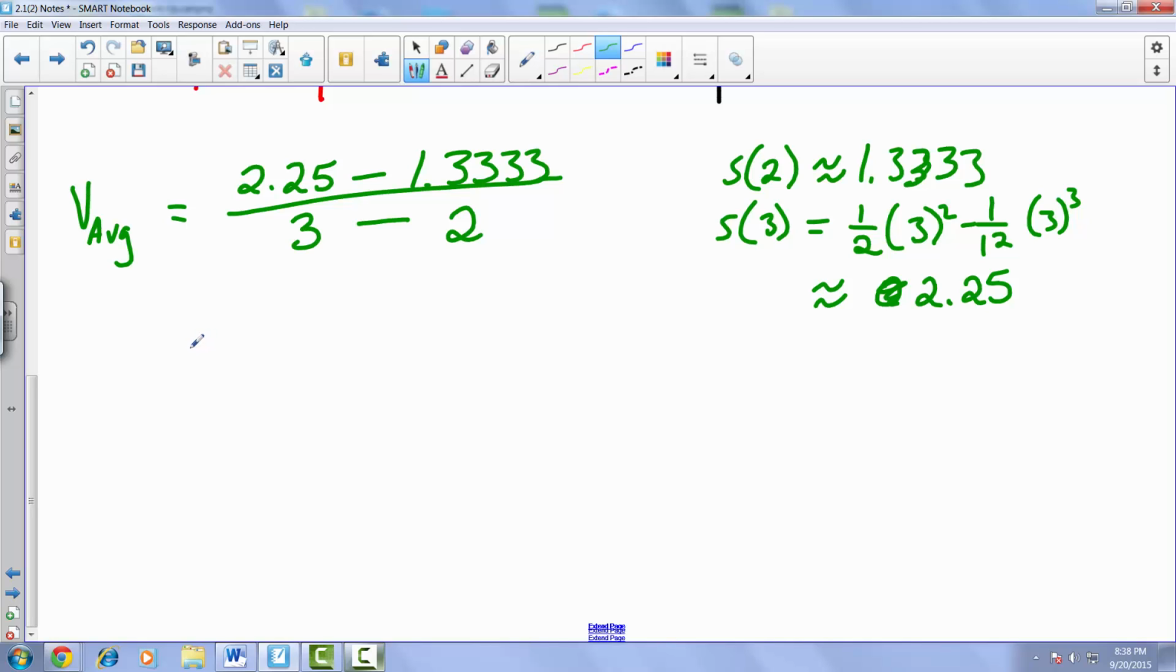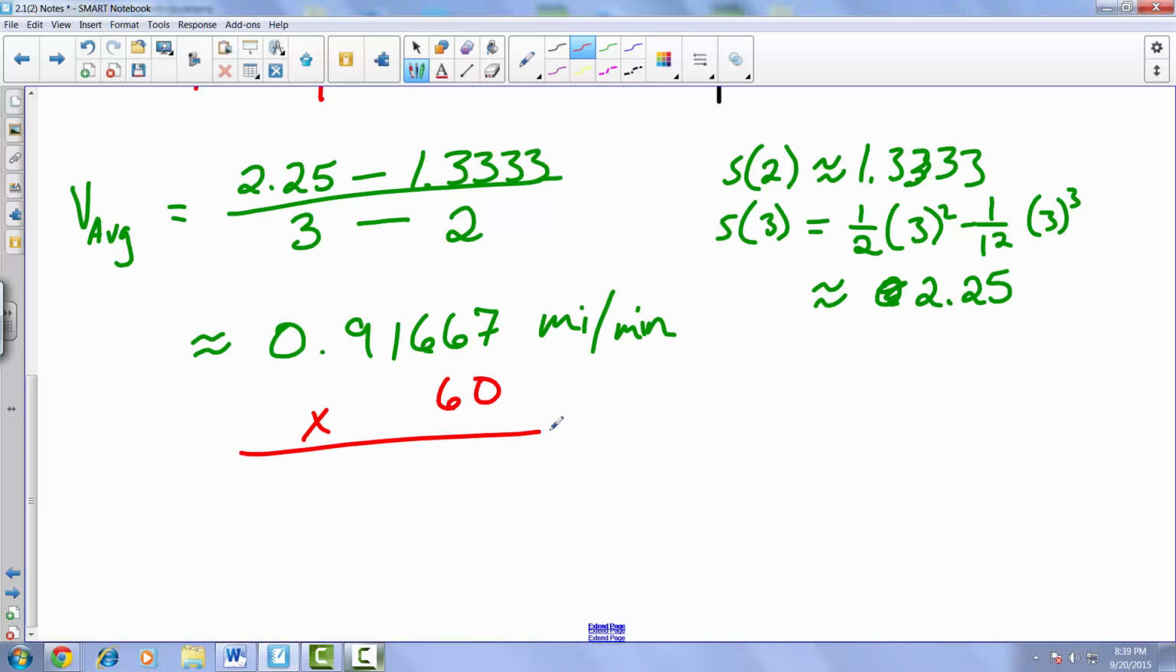That'll come out to be about, when you throw that in the calculator, 0.91667 miles per minute. But again, we don't do things in miles per minute, so we have to convert this to miles per hour just by multiplying this guy by 60. So when we multiply it by 60, it comes to be about 55 miles per hour.